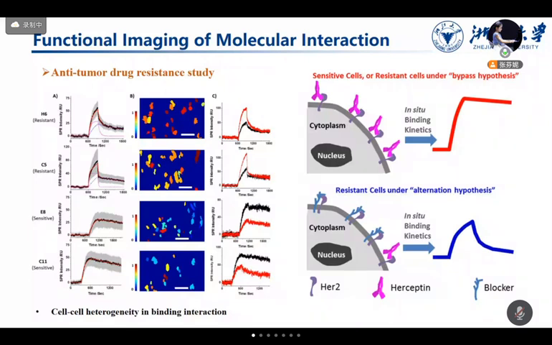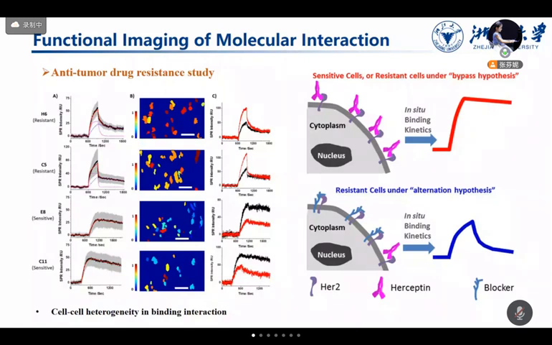So there may be two different ways of the resistance development. One is called the bypass hypothesis. So if the binding curve is still very beautiful binding, but the patient is not responding to the therapy, it means it goes through the bypass hypothesis. They develop another new signaling way to activate the growth of the cells.